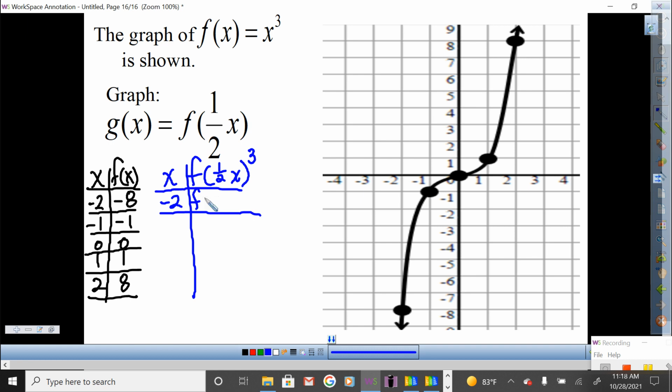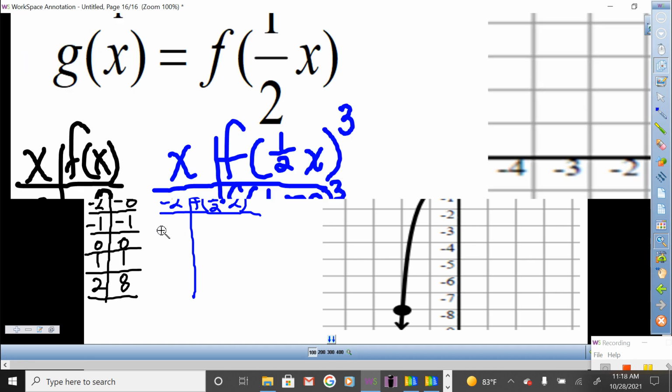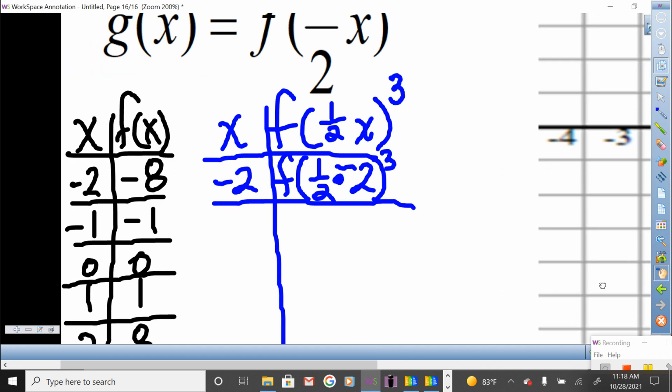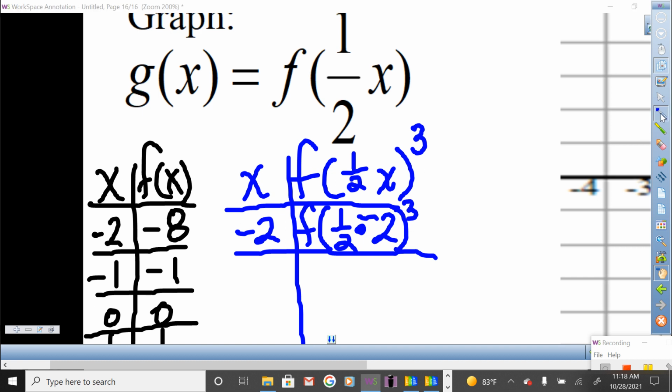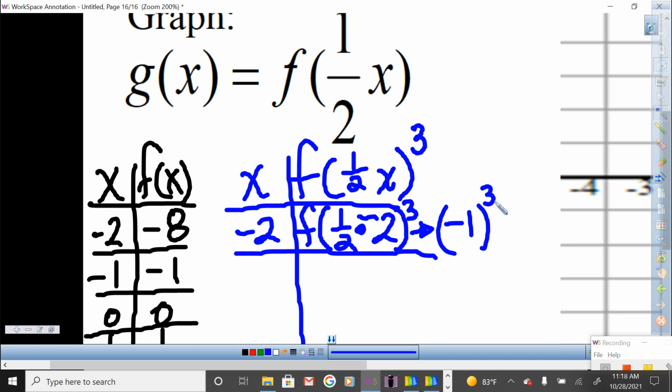Yes? Here it goes. f(1/2 times x), which is what? -2. And then I'm going to do what? Cube it. Write that down, please. And I'm going to zoom in just so that we can see the work. So let's see. What is 1/2 of -2? -1, yes? What is -1 cubed? -1, yes.